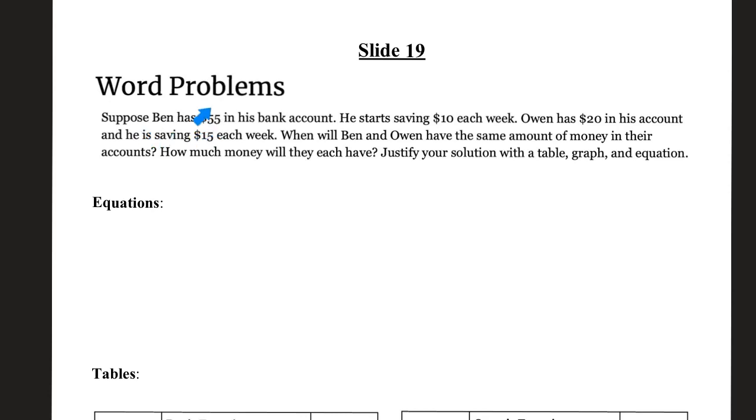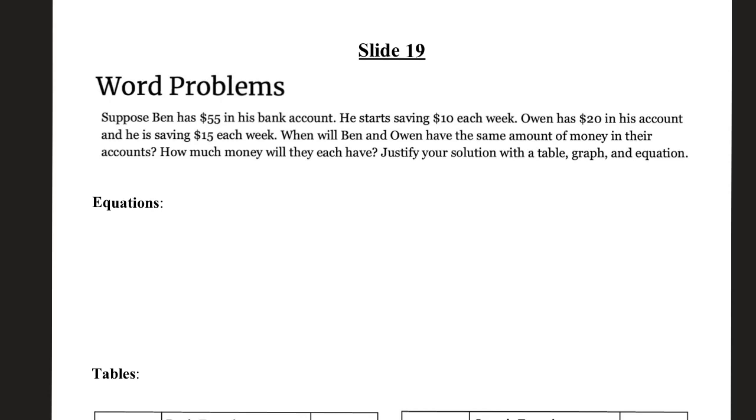Suppose Ben has $55 in his bank account, and then he starts saving $10 each week. Owen has 20 bucks in his account. He starts saving $15 each week. We want to know, when will they both have the same amount in their accounts, and how much money will they have in those accounts at that time? So the first thing we have to do is figure out an equation for how much money each person will have in their accounts after a certain amount of weeks.